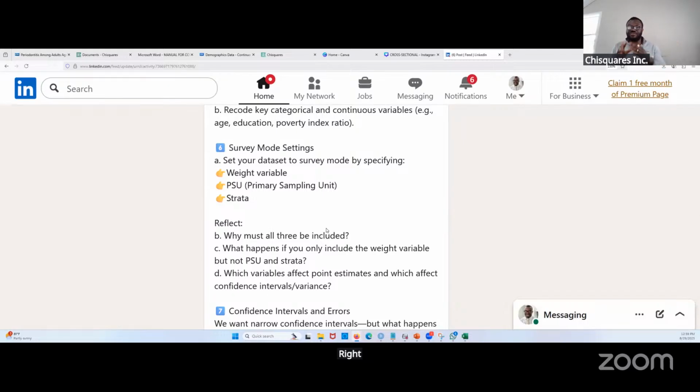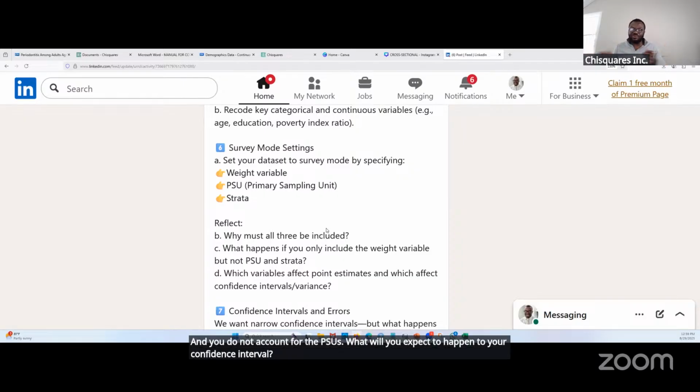If you have cluster sampling, let's say you sampled people in clusters and you do not account for the PSUs, what will you expect to happen to your confidence intervals? Will it be narrower or will it be wider? And why?